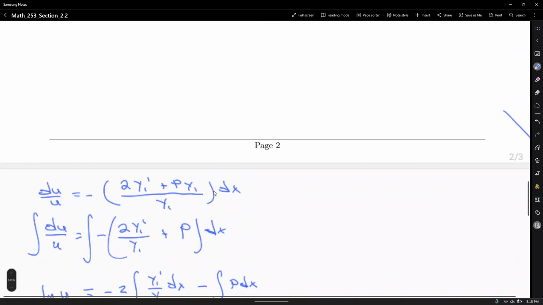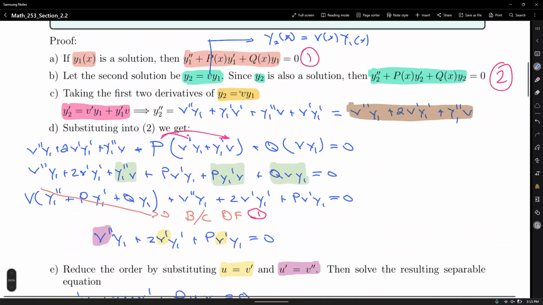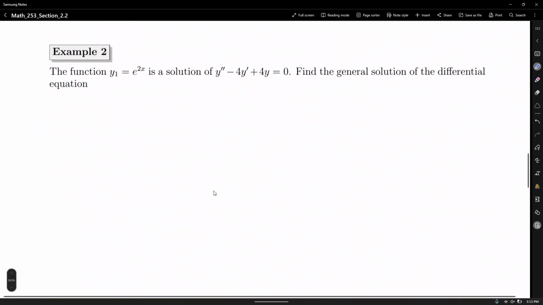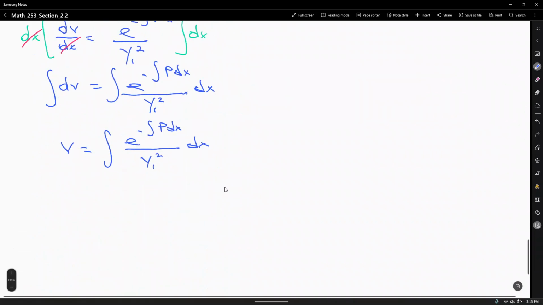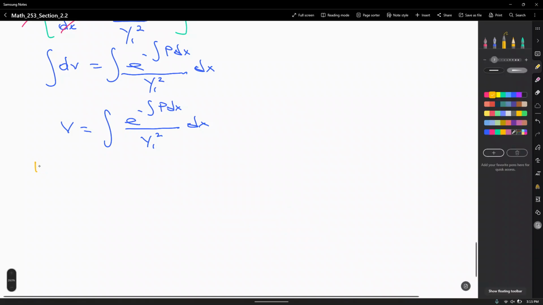So again, let's go back to our first substitution. Keep in mind that v is related to y sub 2 by being multiplied by y sub 1, and we're almost there, actually. Let me continue with the derivation here. But y sub 2 equals v times y sub 1, which, solving for v, equals y sub 2 over y sub 1. So that's what I'm going to substitute here.